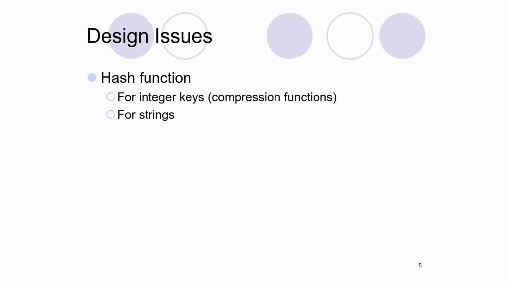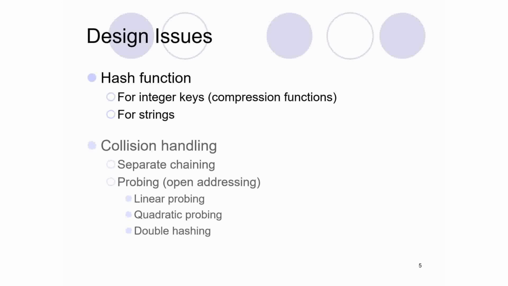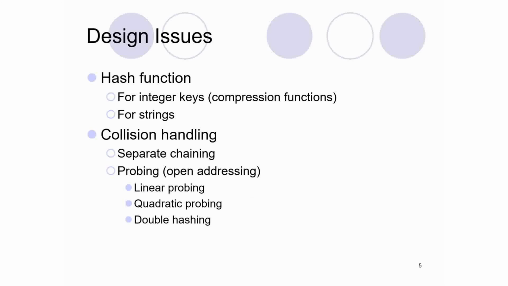Design issues. There are a few design issues with hashing. First, the hash function, like compression functions for integer keys and for strings. Second, collision handling, like separate chaining and probing. Examples of probing are linear probing, quadratic probing and double hashing. Third, table size, which should be a prime number.